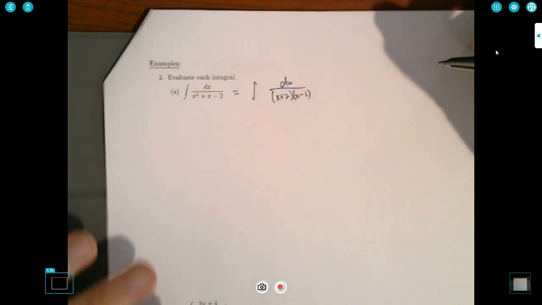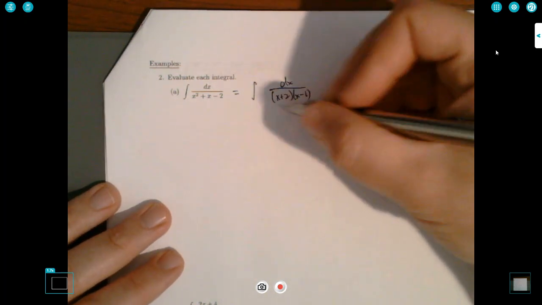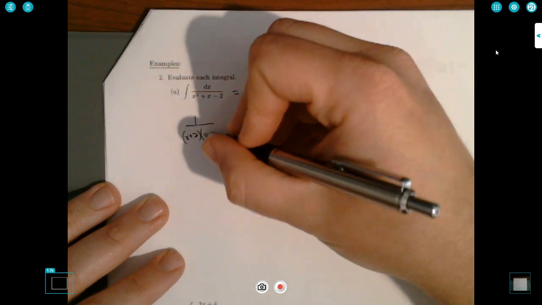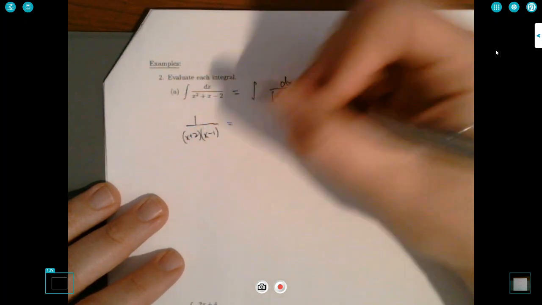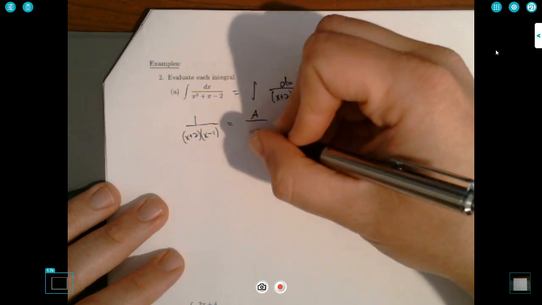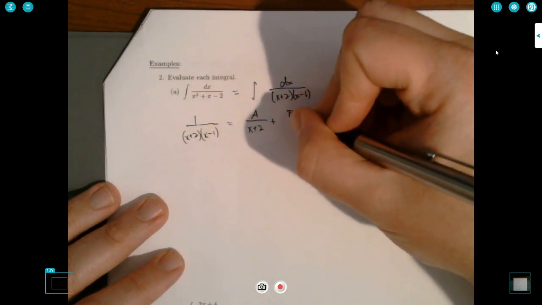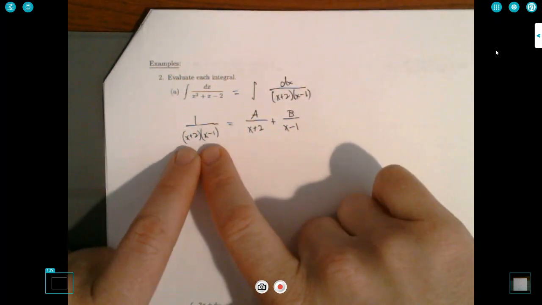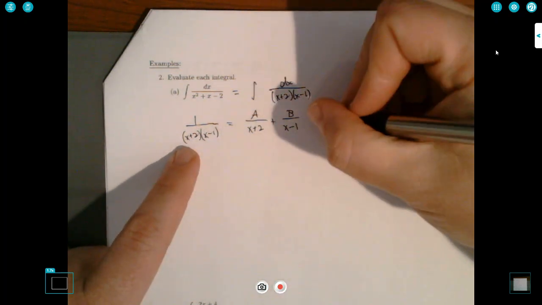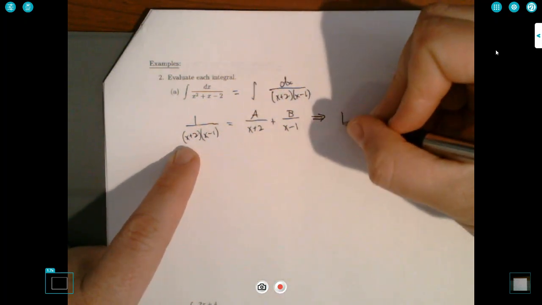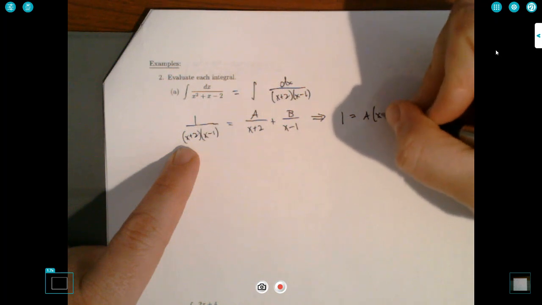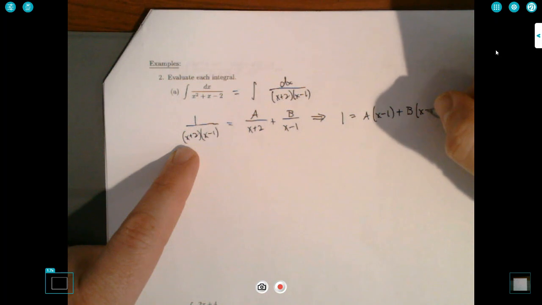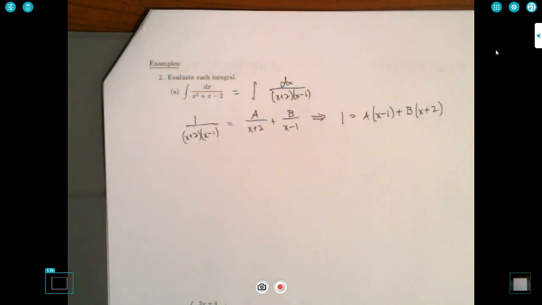Now I'm just going to do some scratch work. This fraction is 1 over x plus 2 times x minus 1. I know that its partial fraction decomposition should look like a over x plus 2 plus b over x minus 1. And then if I want to solve for a and b, I can multiply through by x plus 2 times x minus 1. And that would give me 1 equals a times x minus 1 plus b times x plus 2.